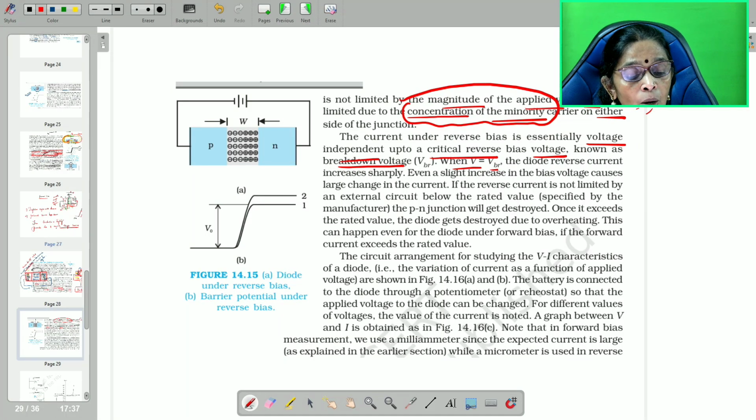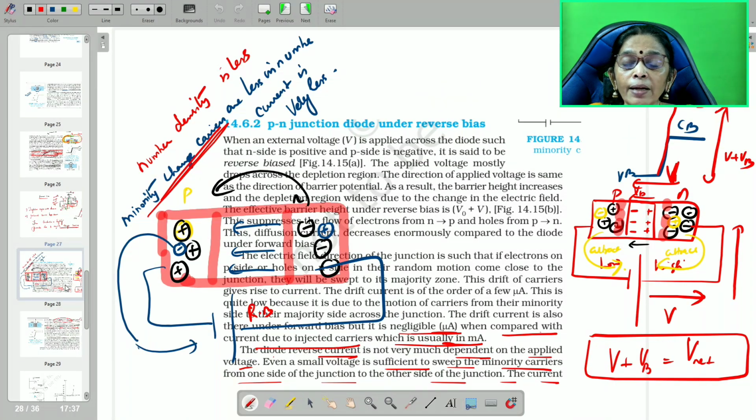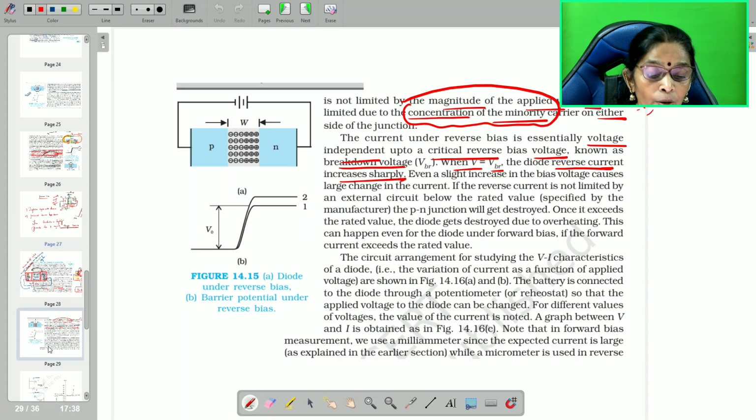When V is equal to V breakdown, the diode reverse current increases sharply. I have already told you this potential barrier increases, but in spite of that, you wanted to pull the minority charge carriers, electrons, so therefore increasing the external voltage. When you increase the external voltage, you can't increase it beyond a limit because the barrier width keeps on decreasing. If it keeps on decreasing, at one particular point, what will happen? It reaches the breakdown point. So up to a reverse bias voltage known as breakdown voltage. When the V external is equal to V breakdown, the diode reverse current increases sharply.